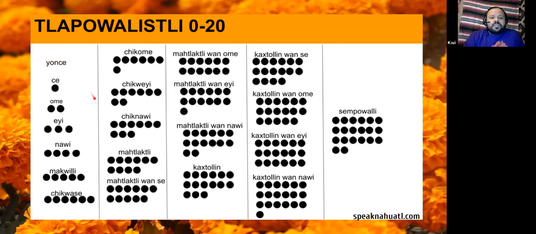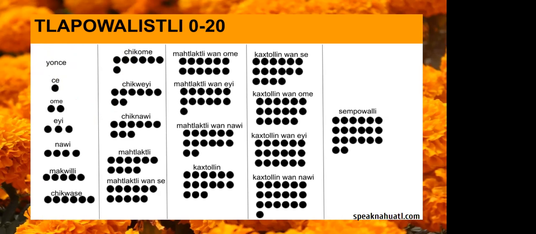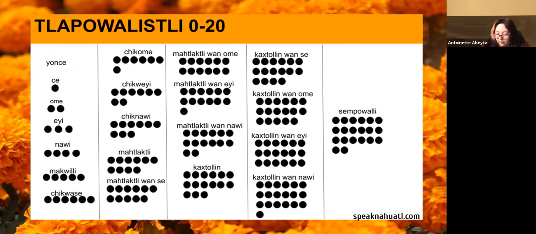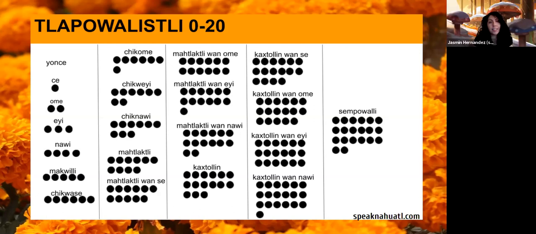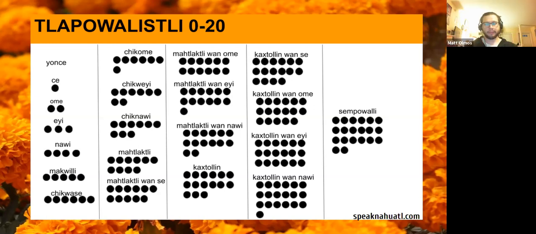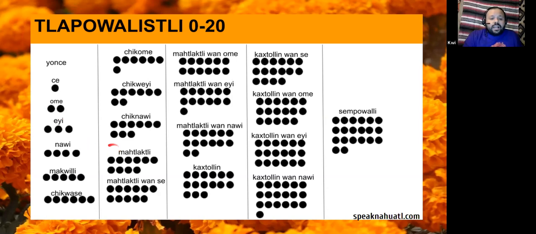All right, so let's count from 0 through 9. Kena, you can open your mic if you'd like. Repeat after me. I will wait until the last person to say it because I know there's going to be a delay. Kena, yonse. Se. Ome. Eyi. Nawi. Makwili. Chicuase. Chicome. Chicueyi. Chicnawi. And then we have the number 10, right?